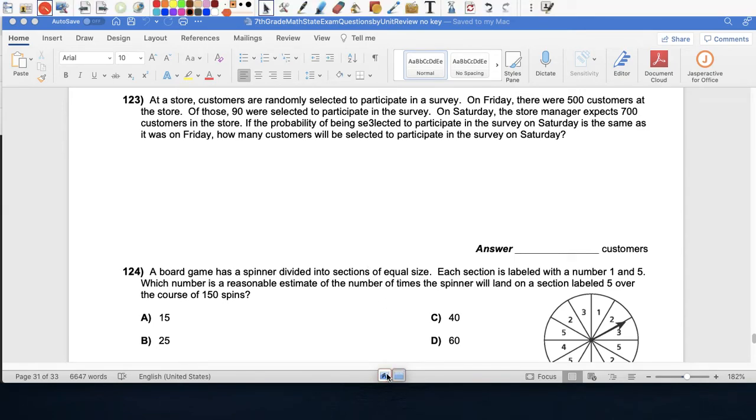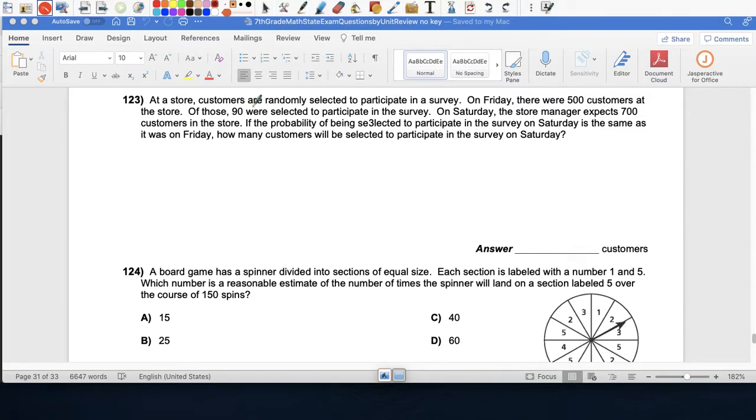Customers are randomly selected to participate in a survey. Of 500 customers at the store, 90 were selected. On Saturday, the manager expects 700 customers at the store. What's the probability of being selected to participate?